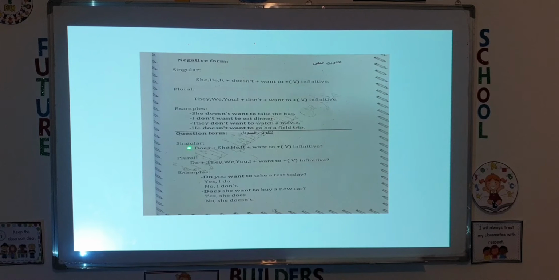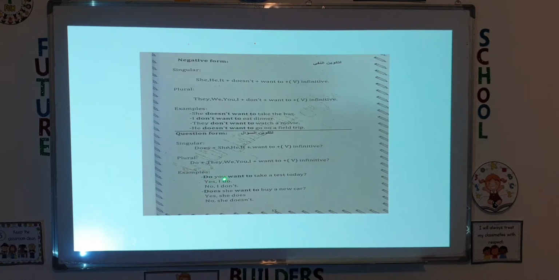For the singular, you have to use first does, then the singular subject or the pronouns she, he, or it, plus want to, plus verb infinitive. For the plural, you use do and the pronouns they, we, you, I, or any plural noun, plus want to, plus verb infinitive. Look at the following examples.